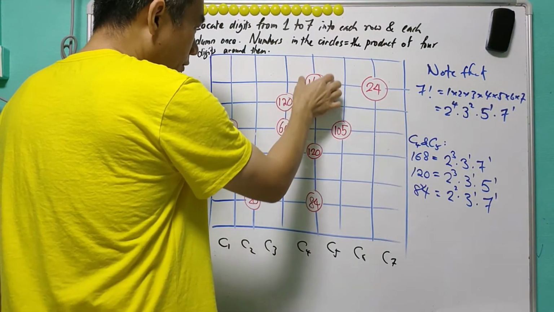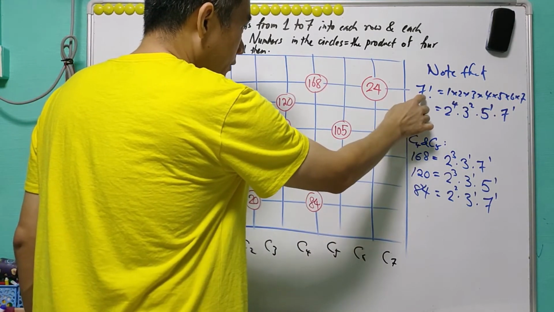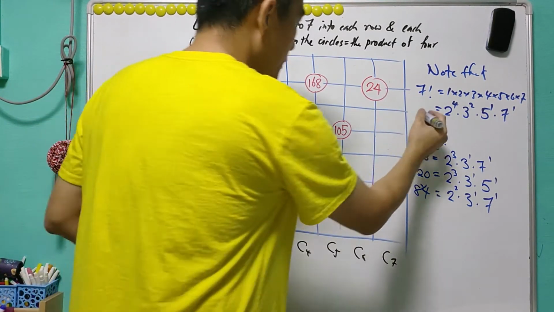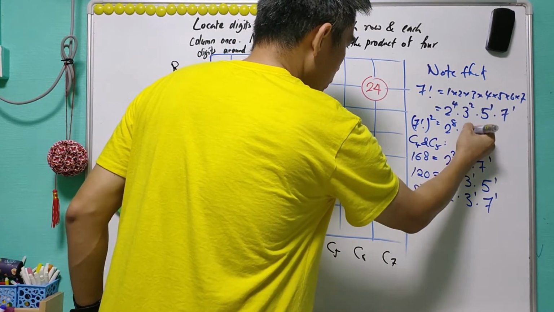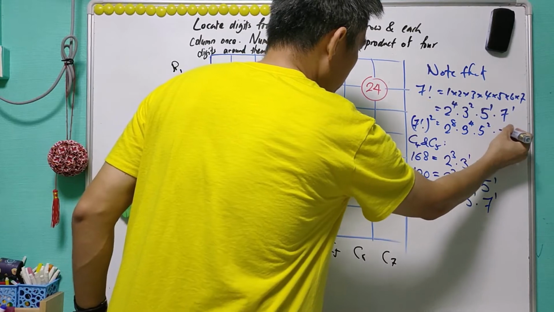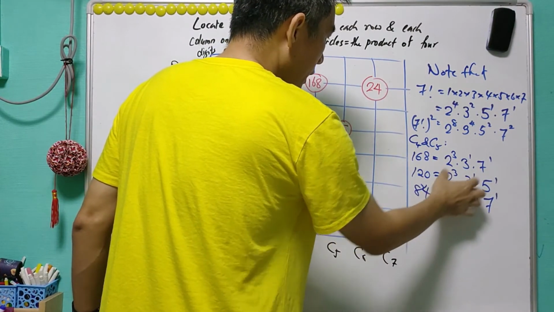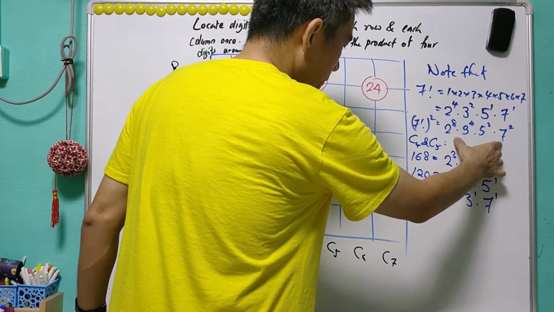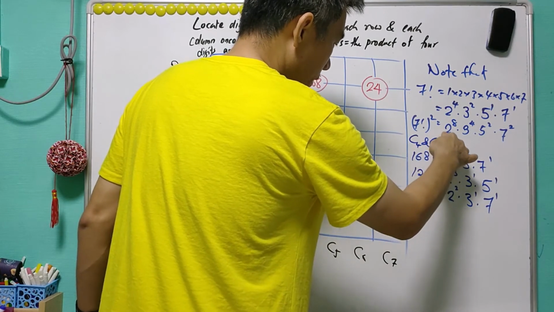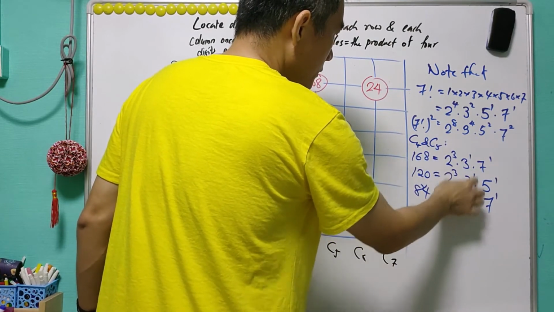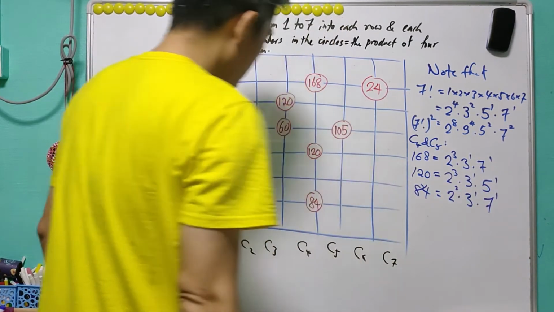The product of all numbers in C4 and C5 should be equal to the square of 7 factorial. The square of 7 factorial is equal to 2 to the power 8, 3 to the power 4, 5 to the power 2, and 7 to the power 2. We compare the product of these 3 numbers and the square of 7 factorial, and you'll see that 2 to the power 8 will be the same, and it is lacking a 3 and a 5.